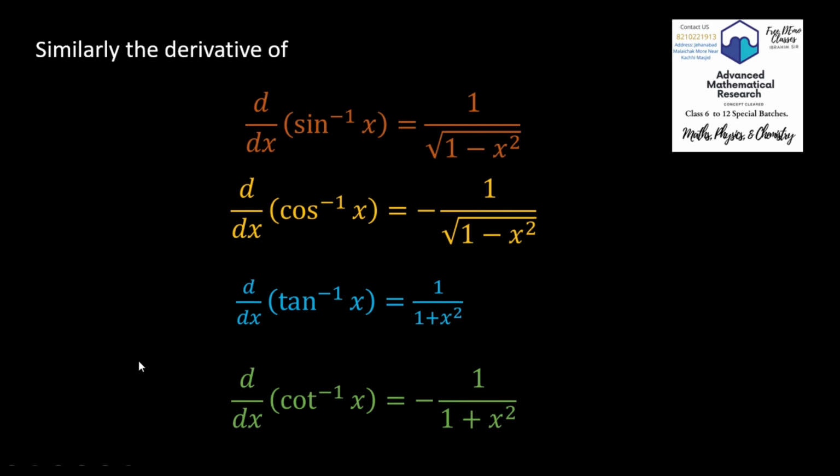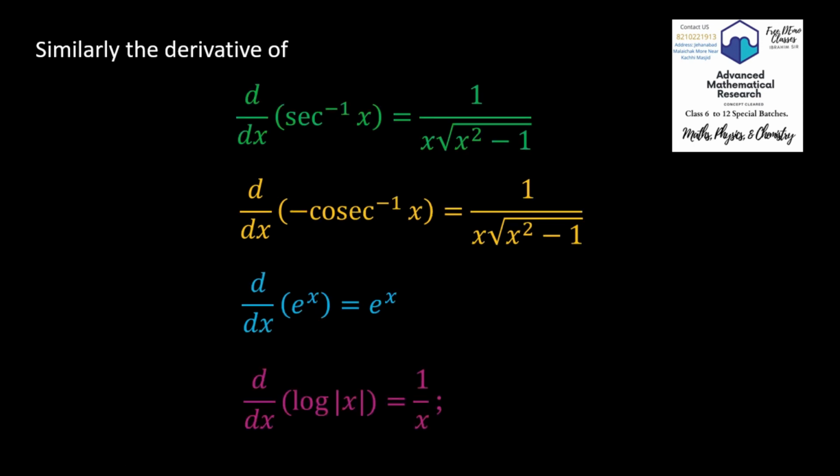What is the derivative of tan inverse of x? That is 1 upon 1 plus x square. Derivative of cot inverse x, minus 1 upon 1 plus x square. Derivative of secant inverse x is equal to 1 upon x times square root of x square minus 1. What is the derivative of cosecant inverse x? That is equal to minus 1 upon x times square root of x square minus 1. Remember, when the co comes here, then the minus sign will come here.